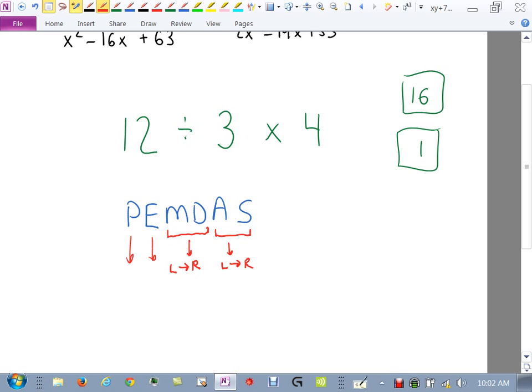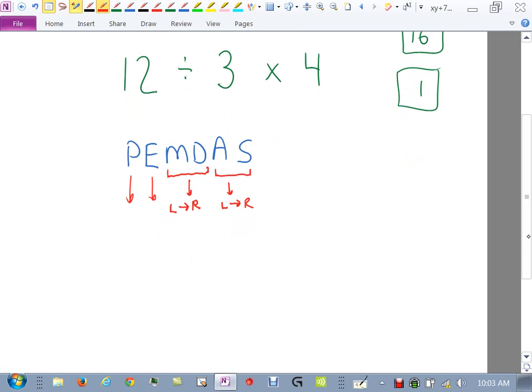Most people are taught PEMDAS, "please excuse my dear Aunt Sally," and they are taught multiplication before division. That's the way I was taught. It was wrong, and that just reinforces why our math education system needs a total rehaul, because the people teaching it a lot of times aren't comfortable with the way things are supposed to be. It just keeps getting worse and worse and worse.